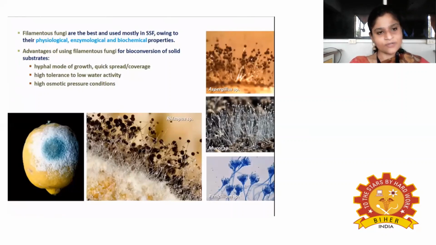So this high tolerance to low water activity matters because we are performing a solid state fermentation, and in case the moisture content is very high, it can easily get contaminated. So the minimal thing that you can do here is to maintain the moisture content and water content, so that you can easily prevent contamination. And high osmotic pressure conditions. So these are all the advantages of using a filamentous fungi for your solid state fermentation process.